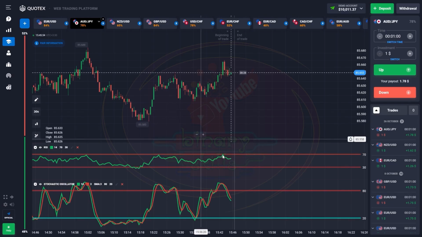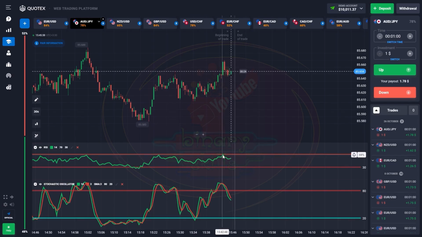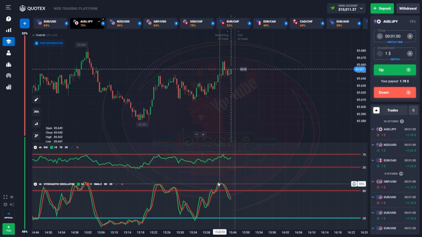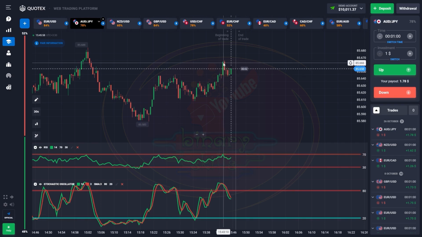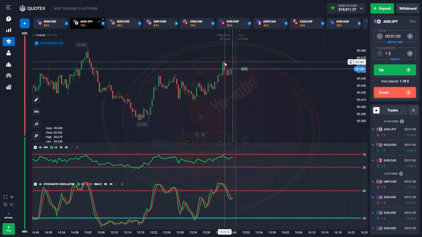Exactly at the point where the RSI touched its 70 line, I noticed that the green line of the stochastic made a crossover and started moving downward, crossing the red line. Both indicators were in the overbought zone at that moment. I realized that this was the moment to enter the trade, so I opened my trade with the start of this red candle, and I easily made a profit.